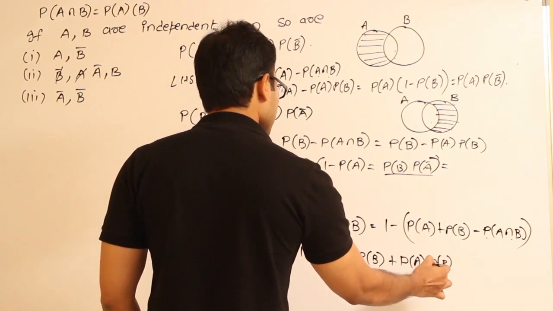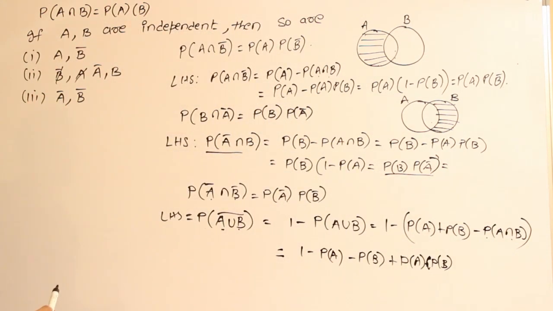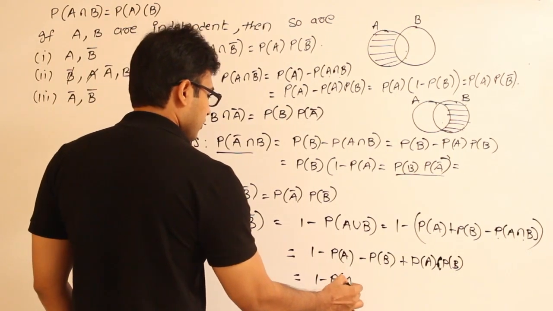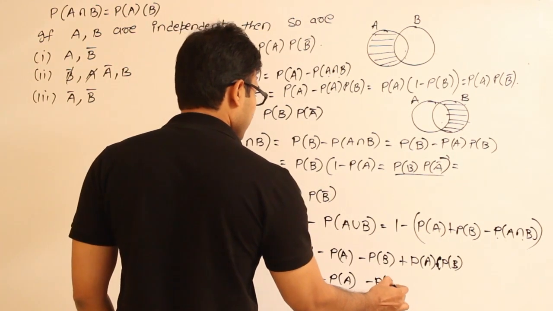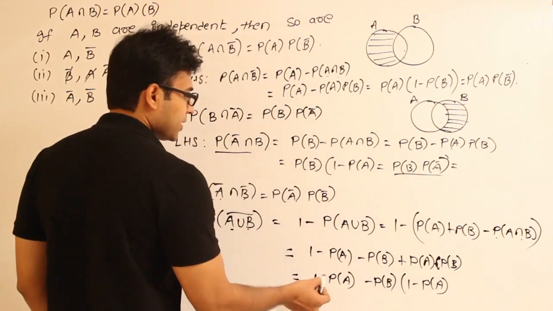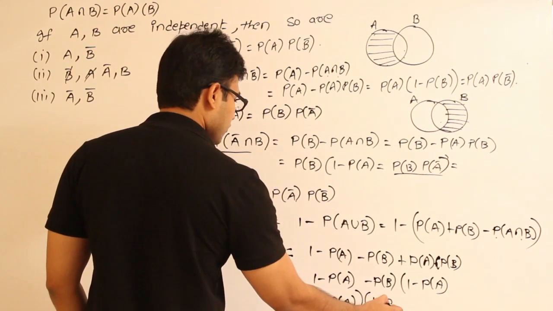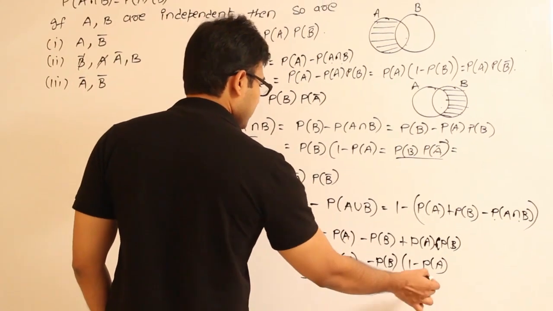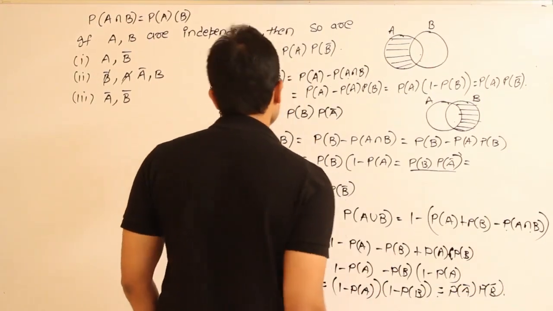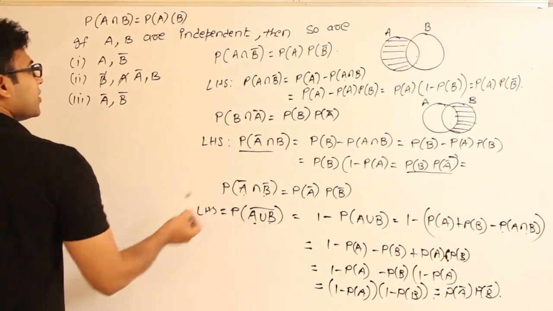Why? Because we already know that since A and B are independent, P of A intersection B is going to be P of A into P of B. Now what is this one? So 1 minus P of A minus, if you take P of B, it is going to be 1 minus P of A. Now if you pull out 1 minus P of A as common, then you are going to get 1 minus P of A into 1 minus P of B, which is nothing but P of A complement into P of B complement. So that is how we can say that A complement and B complement are independent.